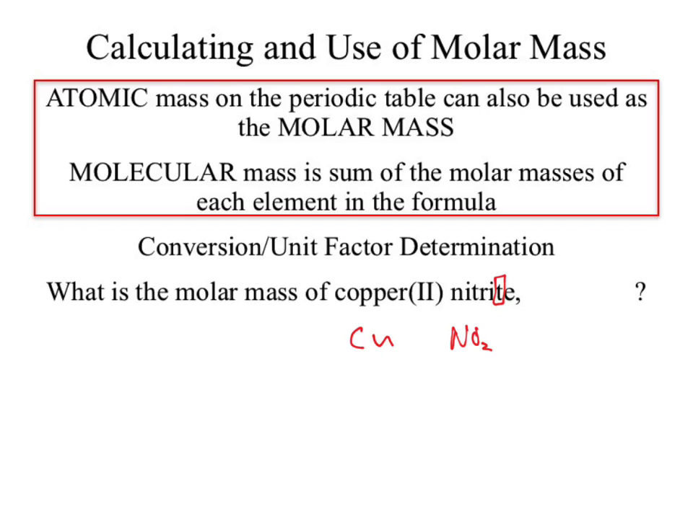No, because we also have to know the charge. Nitrite is a -1. What is the charge on the copper? 2. How do you know it's a 2? Because it says it right next to the Roman numerals. Is that formula balanced? No. How do we balance it?